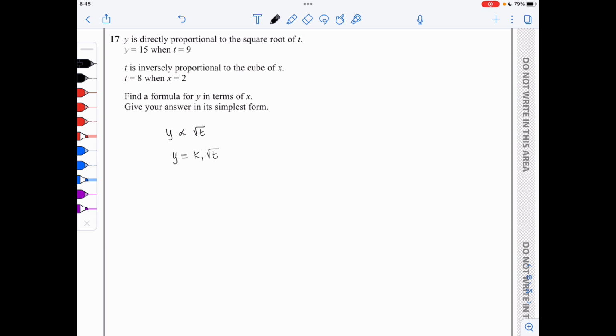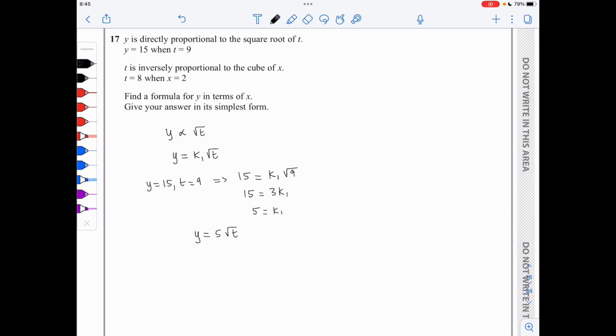We have that y is 15 when t is 9. So I substitute y with 15 and t with 9, and we get 15 is k1 root 9. So 15 is 3k1, so 5 is k1. So we have just established a relationship between y and t. Y is 5 root t.